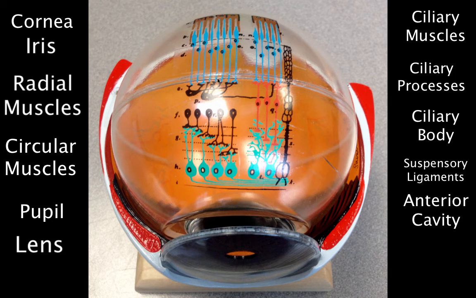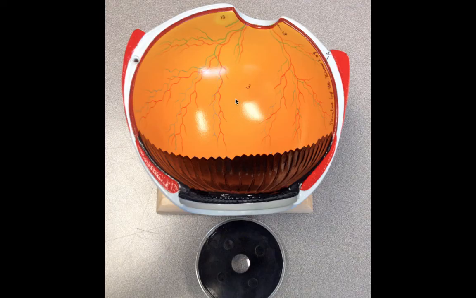From the lens back is known as what region of the eye? Okay, that's known as the posterior cavity, and the posterior cavity is going to be filled with what substance? The posterior cavity is going to be filled with a substance known as vitreous humor. Name this outer white layer of the eye. That's known as the sclera.